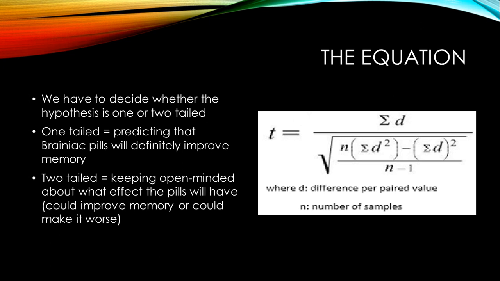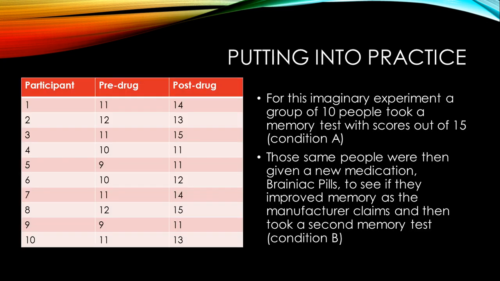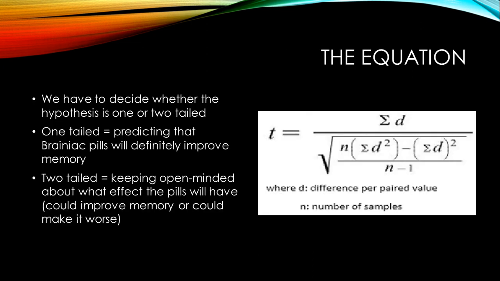The only real impact of these tests, one-tailed and two-tailed, is that you use a different column on the chart to find out whether your statistic means anything or not at the end of the maths. So a one-tailed test would be predicting that the Brainiac pills will definitely improve memory. In other words, going back to this page here, you would expect the numbers in the right-hand column to be higher than the numbers in the middle column, essentially. That's what a one-tailed test means.